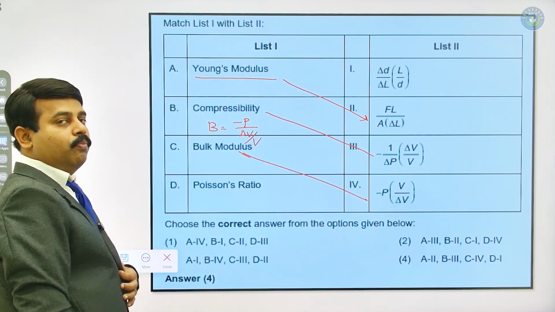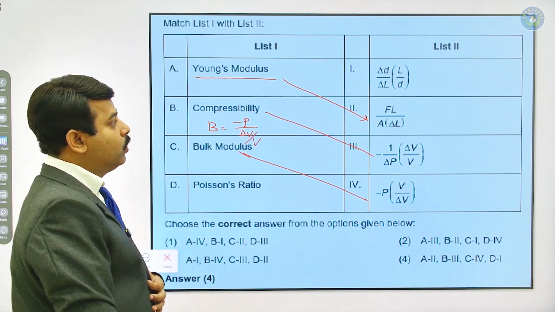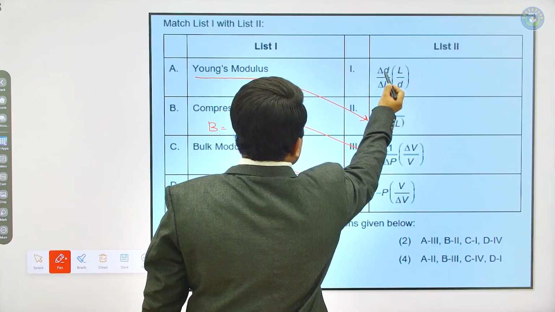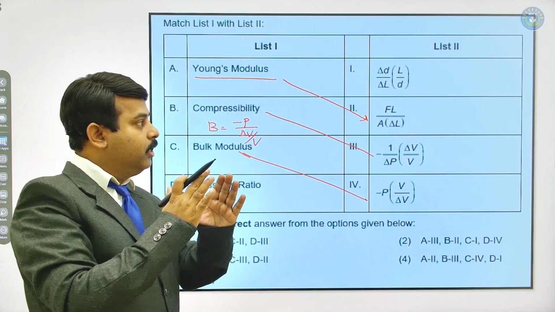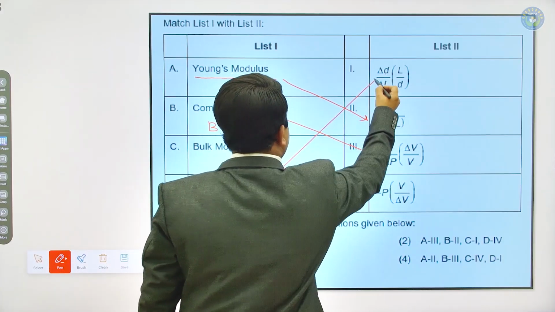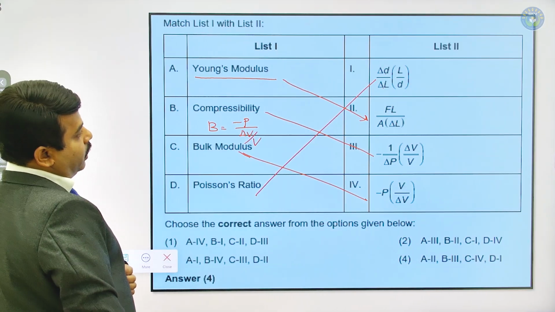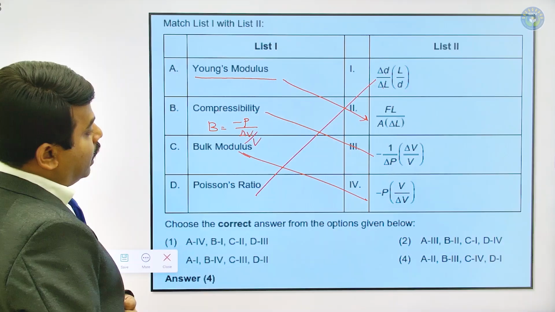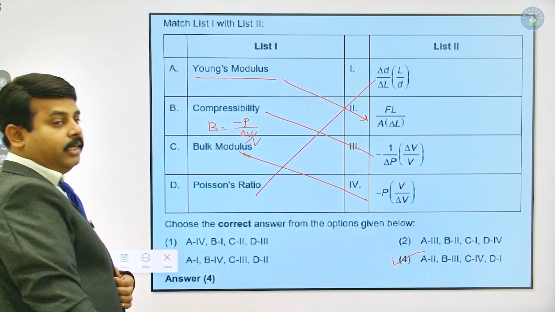Now Poisson ratio. Poisson ratio is lateral strain divided by longitudinal strain. What is lateral strain? Lateral strain is delta d by d, the decrease in diameter divided by the actual diameter, divided by delta L by L. Then this is the Poisson ratio. Then which is the correct option? A connected to 2, B connected to 3, C connected to 4 and D connected to 1. So option 4 is correct.